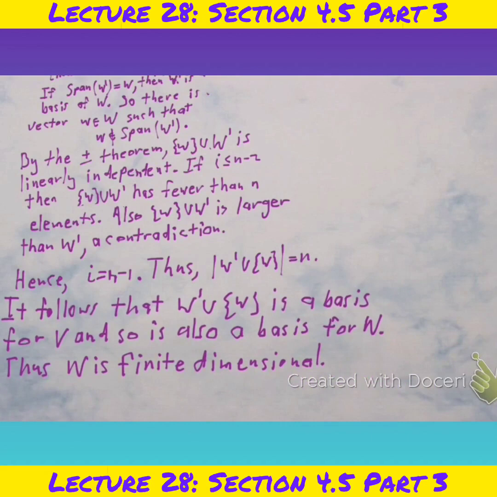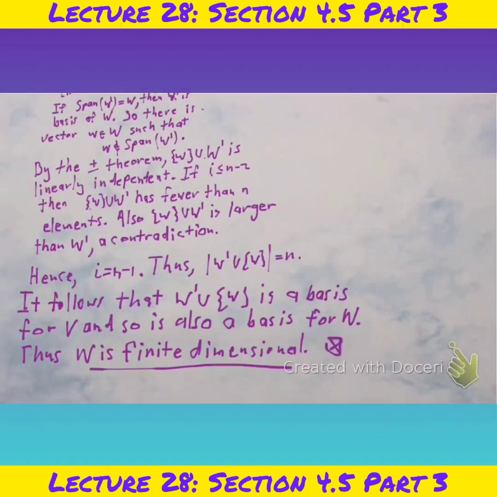What that means is it follows that the set W prime union w, we know it is linearly independent, it's got n elements, and we know that any set of vectors that's got n elements in a vector space that's n-dimensional, if it's linearly independent, must immediately be a basis for the whole of V. So this set here is a basis for V. And so it must also be a basis for W, because this is contained in W, and therefore it spans W. So that is going to imply that W is finite dimensional. Right, so we proved our claim.